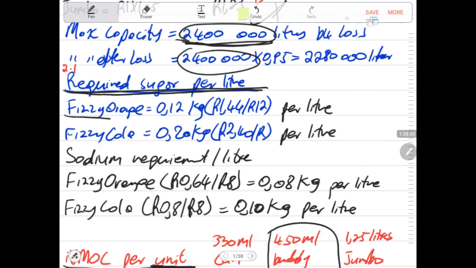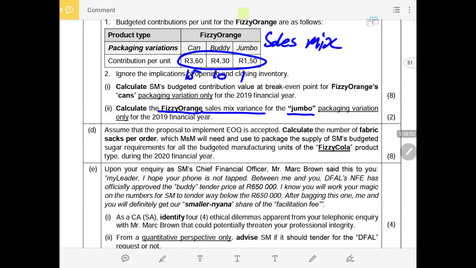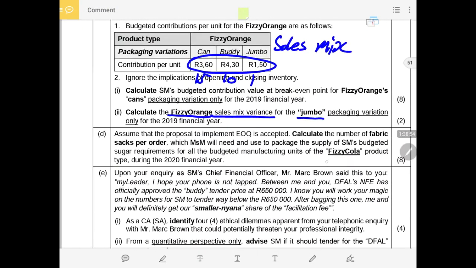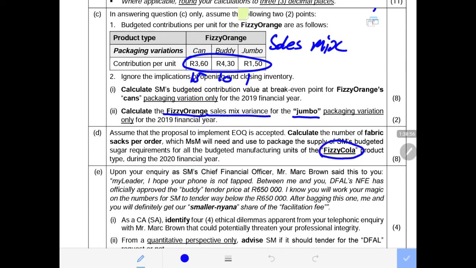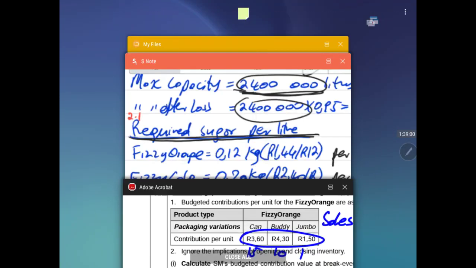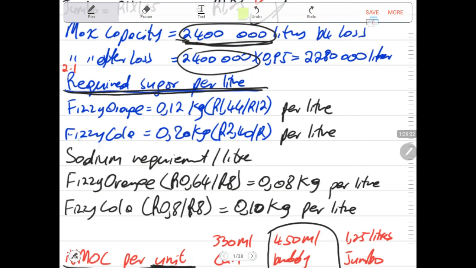That means this is where we are. Fizzy orange, or fizzy cola. Yeah, I have fizzy orange in my mind. Sorry for that. Fizzy cola product type. So now we are under the fizzy cola. Required sugar or sugar requirement per liter. Fizzy cola, we need 0.20 kgs per liter.